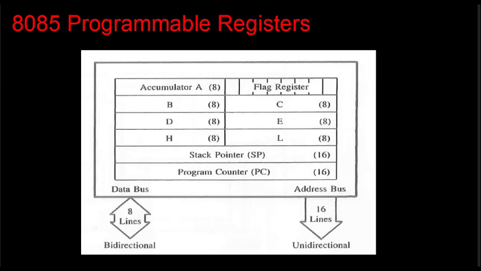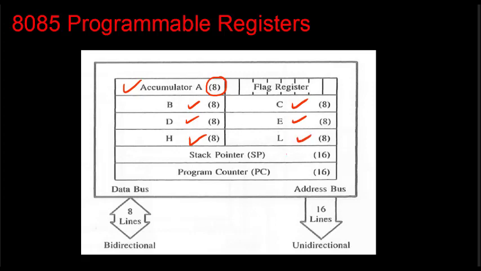We can see here we have register A, which is also called the accumulator. It is an 8 bit register. Then we have register B, register C, register D, register E, register H, register L. All these registers are of 8 bits.